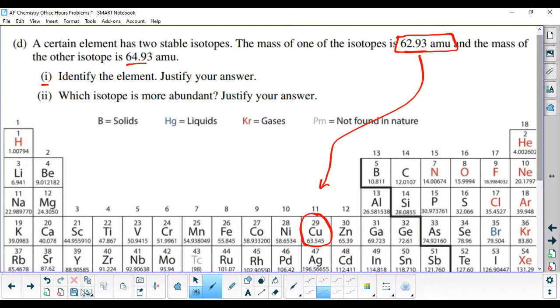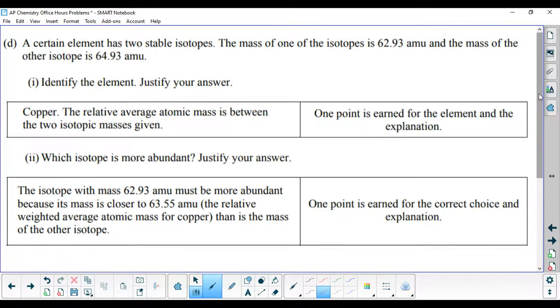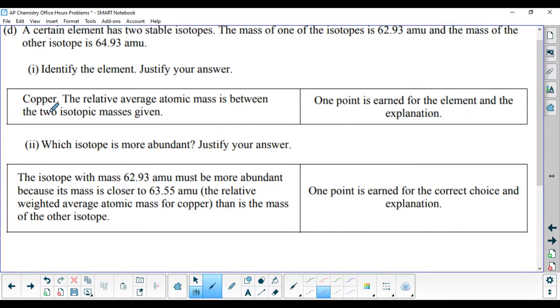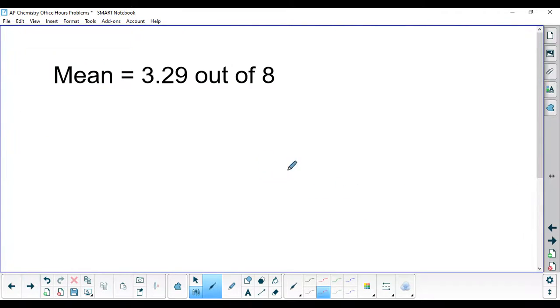It's more abundant. And so your answers, I get your points here: 1 point for choosing copper and justifying it, and then 1 point for choosing 62.9 because it's closer to your actual mass. That's your justification. So if you add up your total points there, if you beat 3.9 out of 8, then you're beating the average. So good job on that. I hope that helps, and good luck on your test this week.